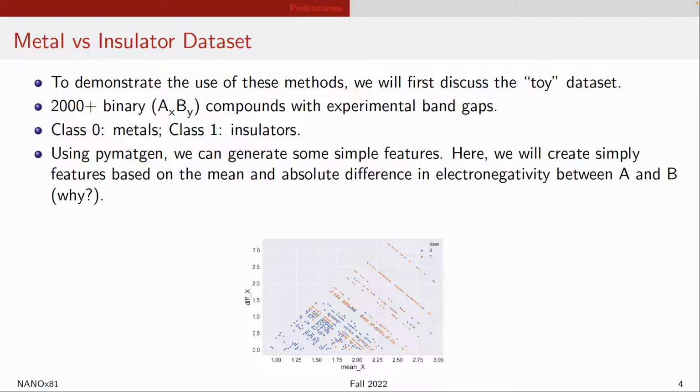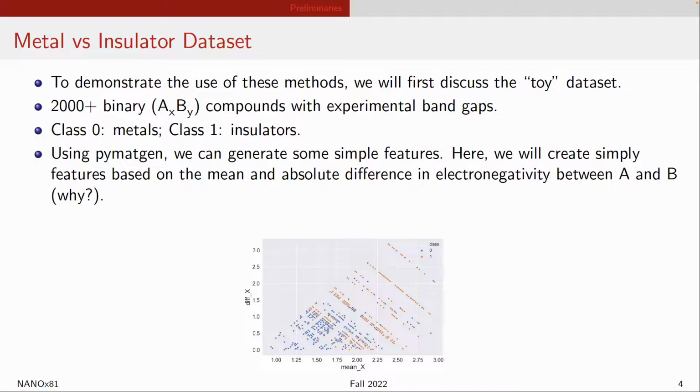Now, using PyMatGen, which is our materials analysis code, we can actually generate a lot of simple features, and this is what you're going to be doing for your lab number 2. Here, I'm actually going to just use 2 features, and these 2 features sound very simple, right? One feature is the mean of the electronegativity between the elements A and B for that binary alloy or binary compound, sorry. And the other one is the absolute difference in electronegativity between elements A and B. Okay. Now I have this question: why did I actually choose these 2 as my features?